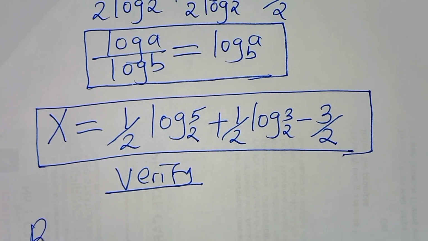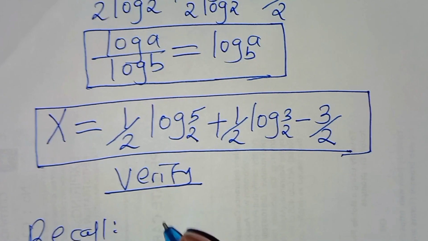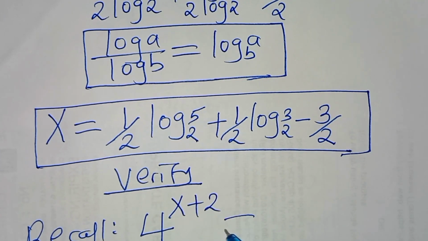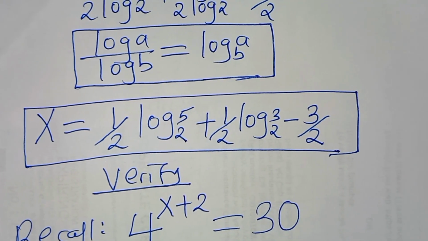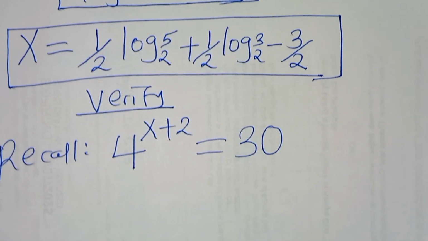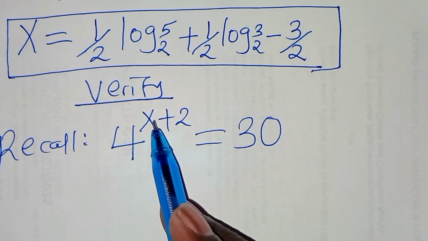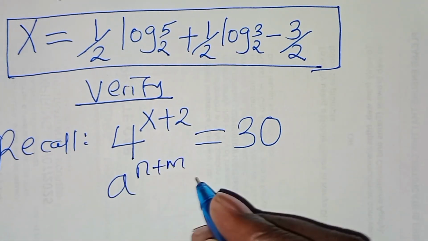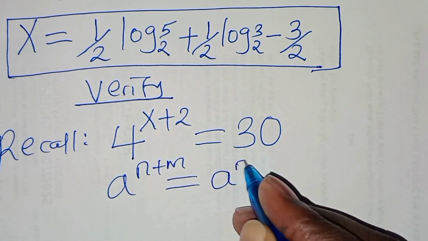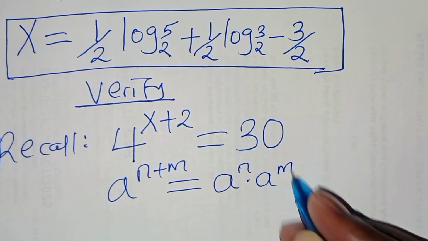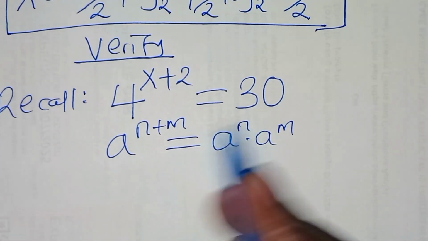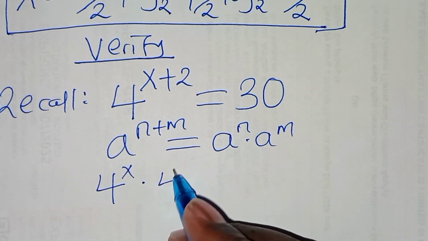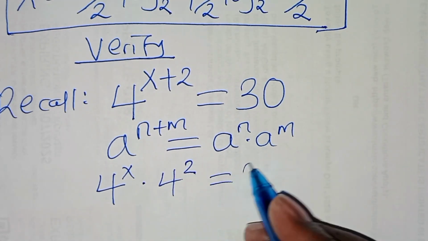Now if you recall, we ended at 4 to power x plus 2. This should give us a value of 30. And here we have 4 to power x plus 2, which is in the form of 8 to power n plus m, which we can express as 8 to power n multiplied by 8 to power m. Applying this property, we have 4 to power x multiplied by 4 squared, which is equal to 30.